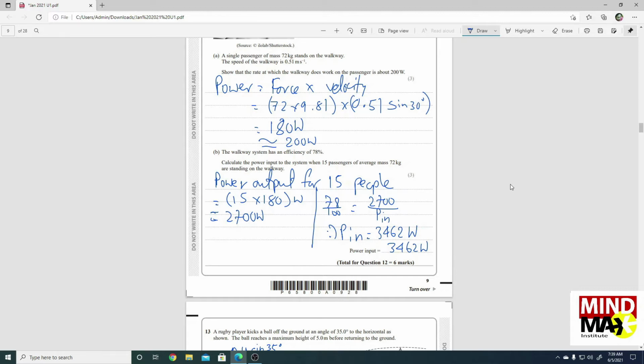So the power output we can find, of course. Power output is, it's here, 180 is for one person. So for 15 people, it would be 15 multiplied by 180. And then we use the formula for efficiency, which is efficiency is equal to useful power output by power input. From here we can find the power input, which comes to this one.